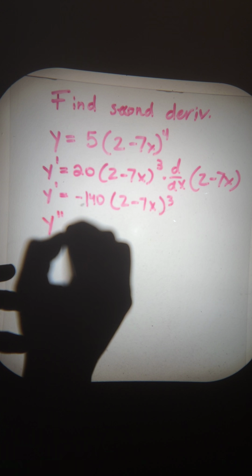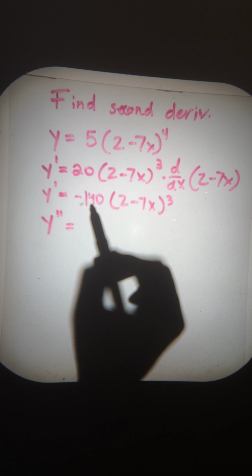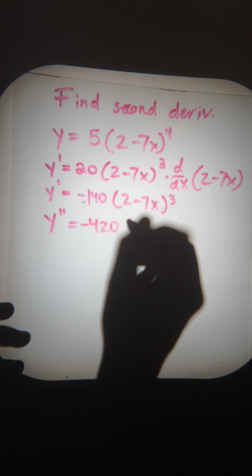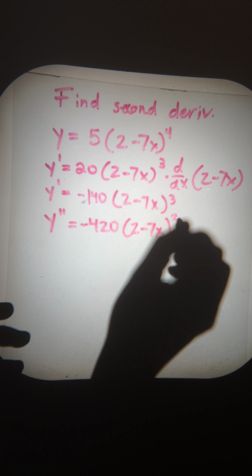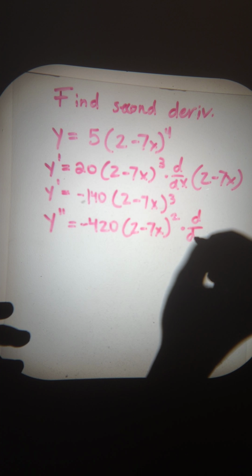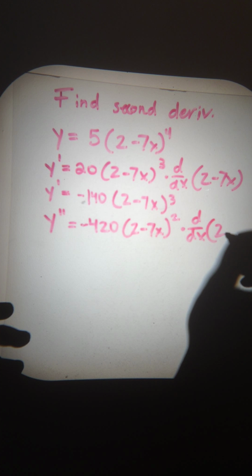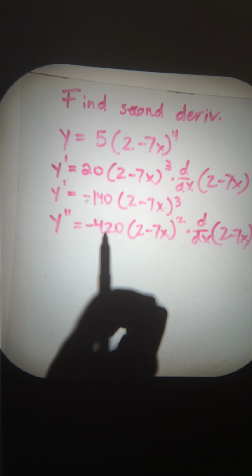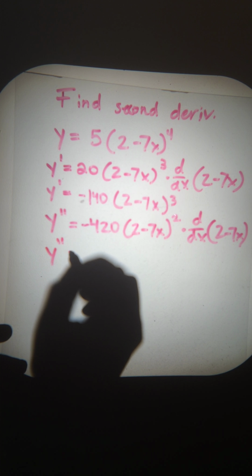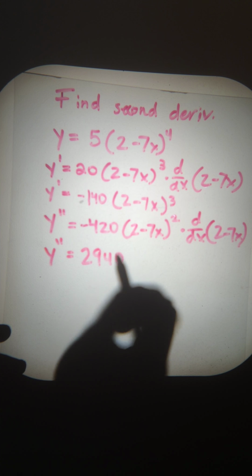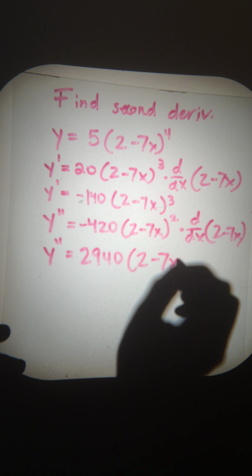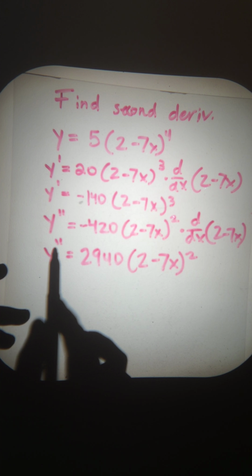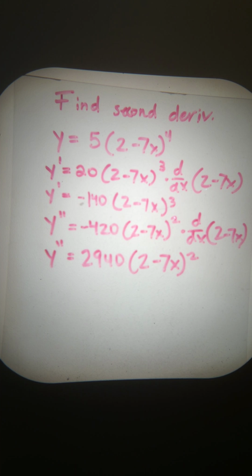So this is y double prime equals, we're going to bring down our 3, and this is negative 420 times 2 minus 7x squared times, again, the derivative of our inside. You got to keep going. Okay, this, again, is negative 7. Negative 7 times negative 420 ends up giving us 2940 times 2 minus 7x squared. And that would be your final answer. Now, if it asked you y triple prime, you would just keep going and keep going until you got your answer.